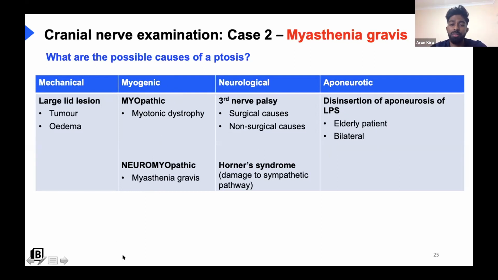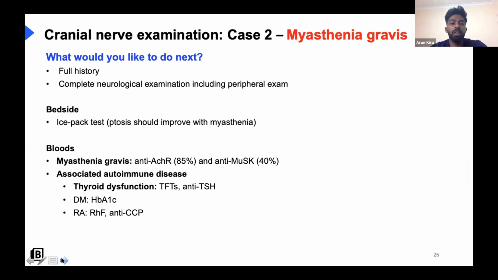That's unilateral. So there's no way I'm expecting anyone to get that by themselves, but that's why we have a case-based approach. Okay, what would you like to do next? Once again, examinations, history, and then our investigations. So I like to take a full history. I also like to do a complete neurological examination, including a peripheral exam. And some things that you could add there is, you could say, I'd like to particularly test for fatigability of the proximal and distal muscles.